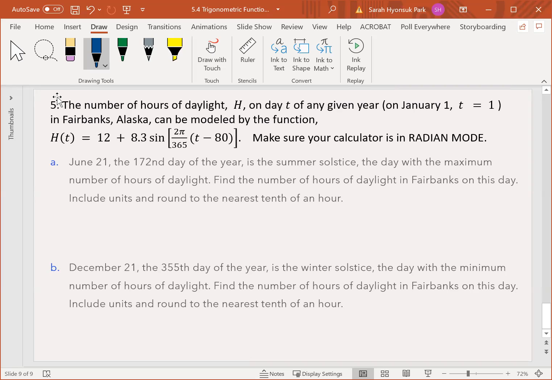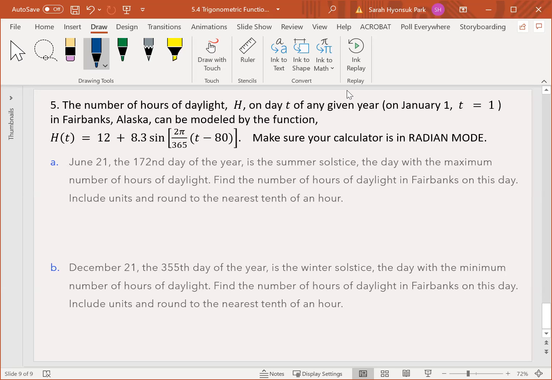This is in Fairbanks, Alaska, modeled by the function h of t equals 12 plus 8.3 sine of the bracket 2 pi over 365 times t minus 80. Because we're dealing with pi, we want to make sure that our calculator is in radian mode. Part A says June 21st, the 172nd day of the year, is the summer solstice, the day with the maximum number of hours of daylight.